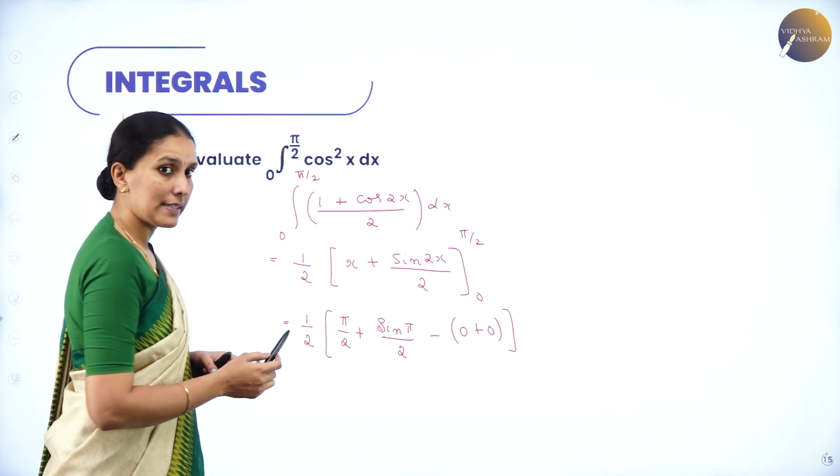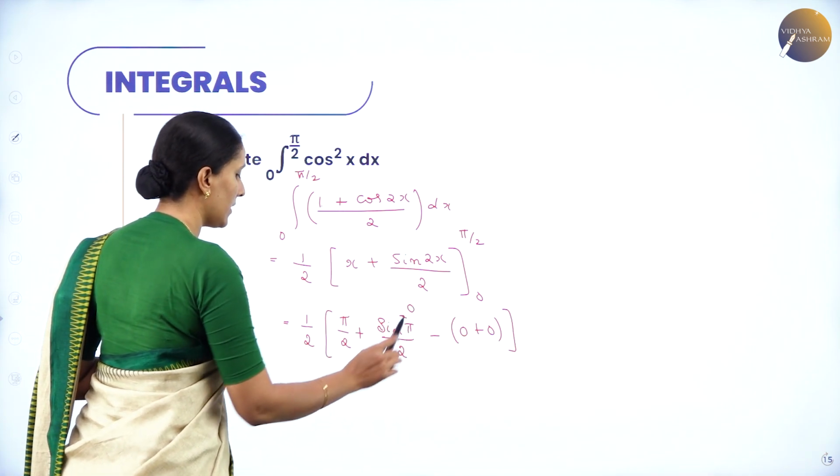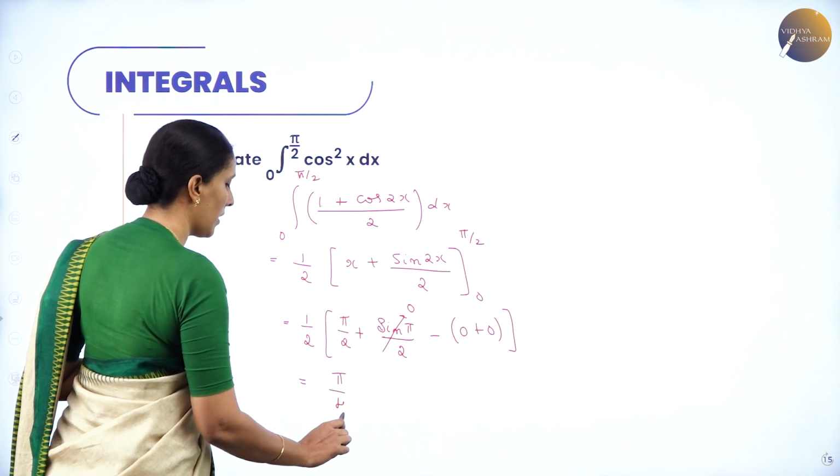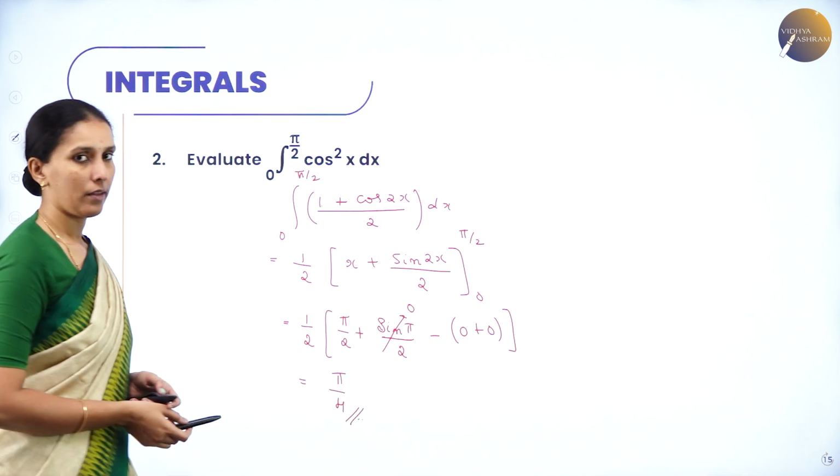So sin pi is 0. So this term is again 0. So we have pi by 2 into 1 by 2. So the value is pi by 4.